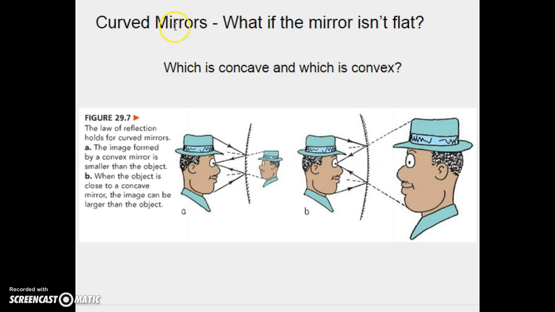So we looked at curved mirrors in class. So what if the mirror isn't flat? Well, we began discussing concave and convex mirrors. The law of reflection holds for curved mirrors also. In letter A, the image formed in a convex mirror is smaller than the object, right? There's more area of viewing range. So in order to fit more stuff in this mirror, everything has to be smaller. Whereas in B, the object is close to a concave mirror, so the object is larger when you're closer.